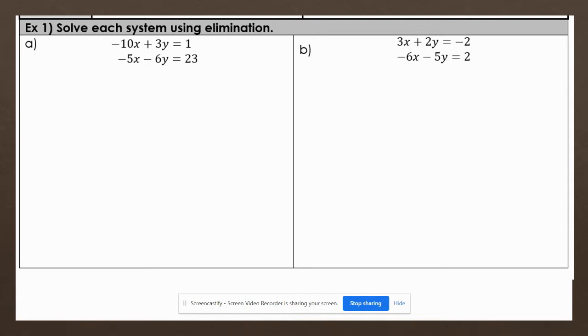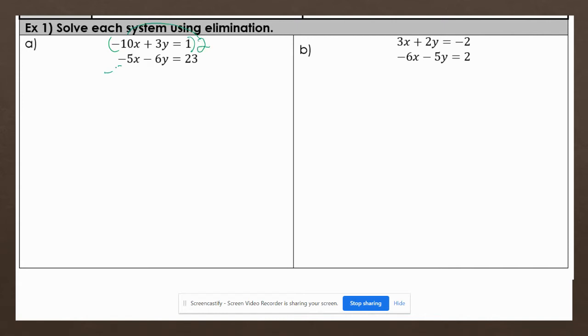All right. Let's see. Negative 10 and negative 5 do not add to 0. Positive 3 and negative 6 do not add to 0. So I need to get rid of either x or y by multiplying. I'm going to pick y just because they're already opposite signs. So I'm going to multiply this by 2.